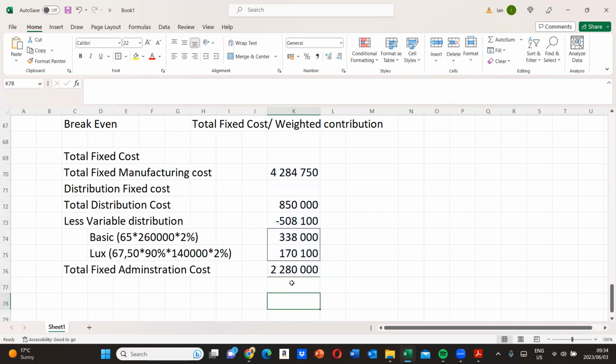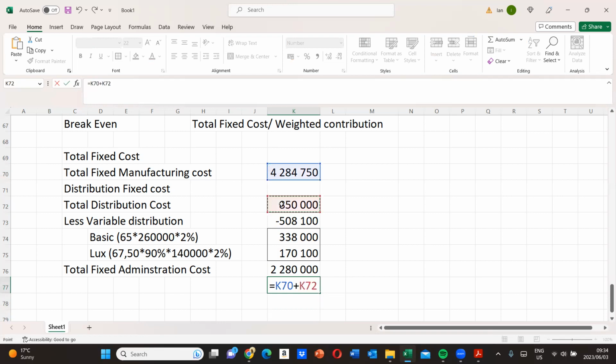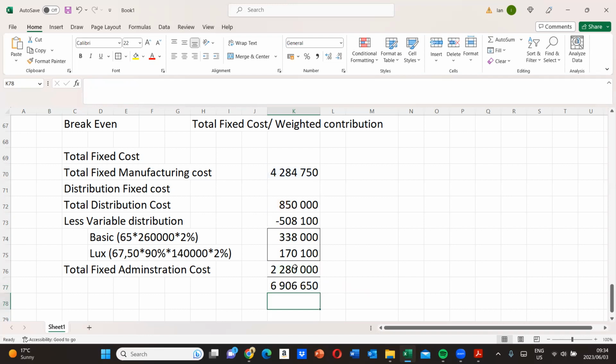so in this regard, it would mean now that our fixed cost is going to be the total manufacturing cost plus the distribution cost, including variable cost, minus the variable cost, and then we add the fixed administration cost. So it will take us now to this amount. So this is what will give us now our total fixed cost.